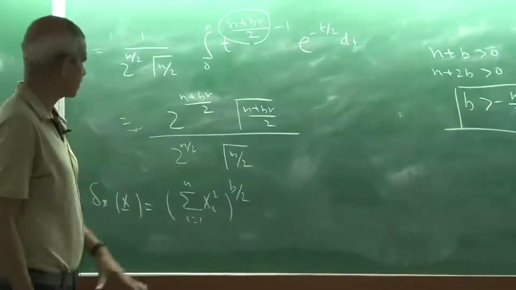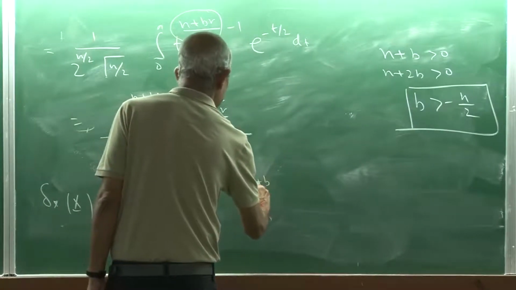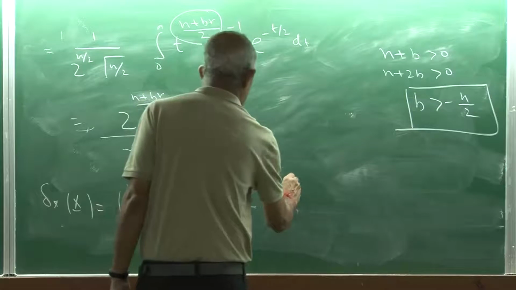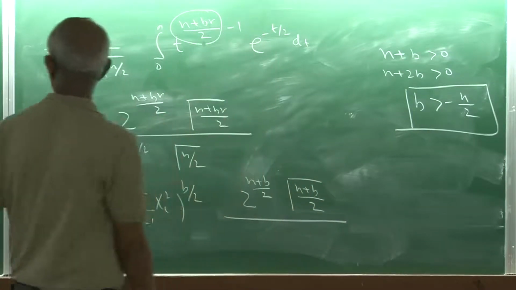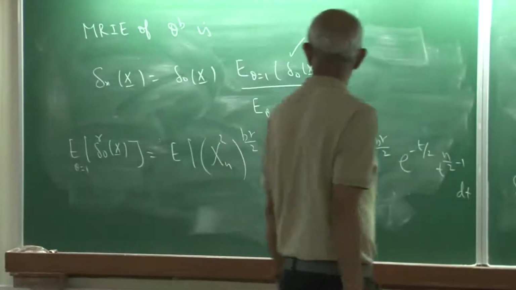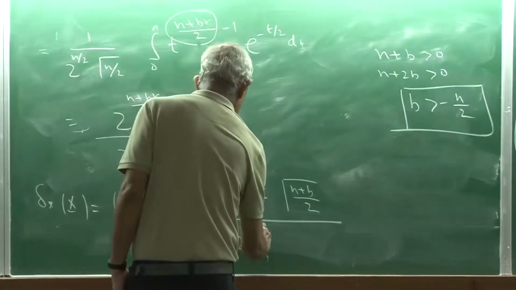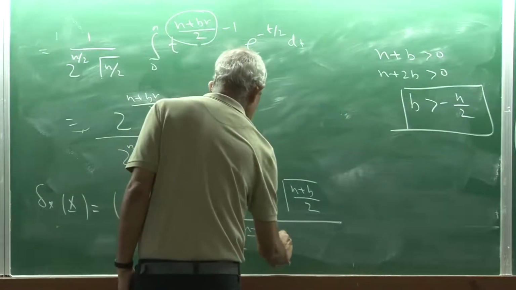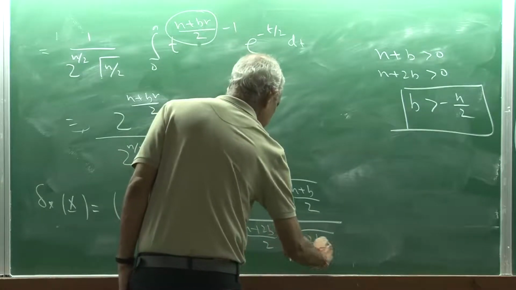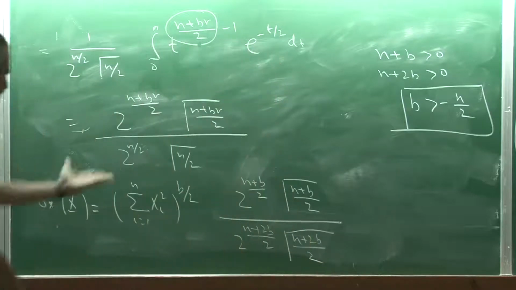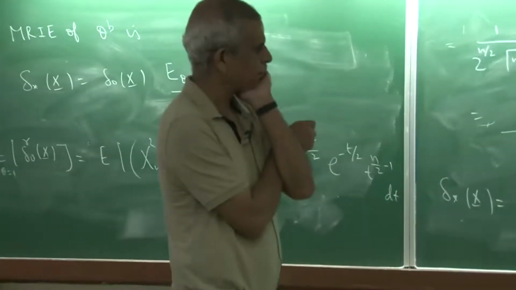So this is a common factor. This would get cancelled. r equal to 1 gives me 2 to the power n plus b by 2, gamma n plus b by 2. r equal to 2, which is delta naught square x, gives 2 to the power n plus 2b by 2, gamma n plus 2b by 2. So you can simplify this. So this is one way to find the estimator.